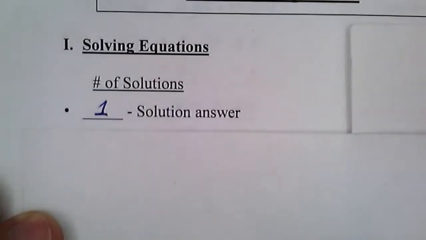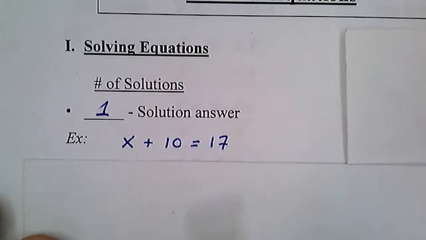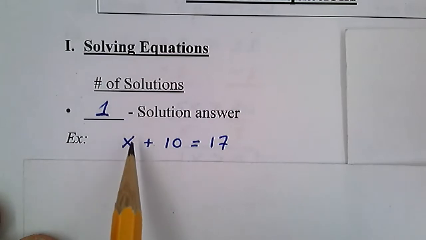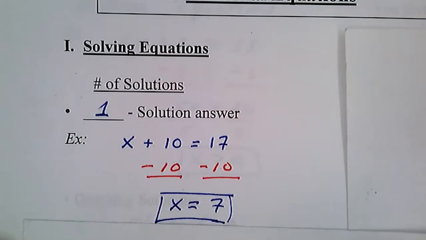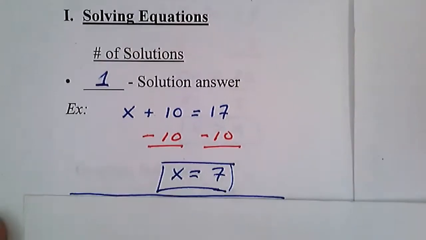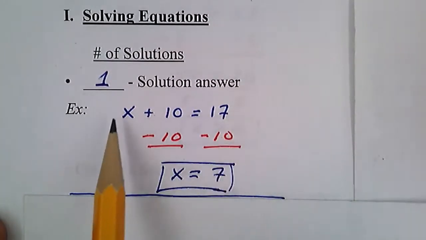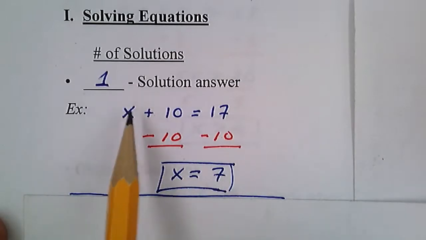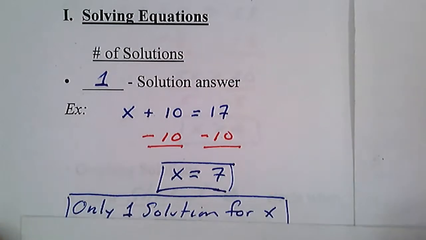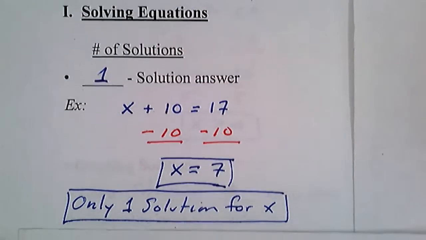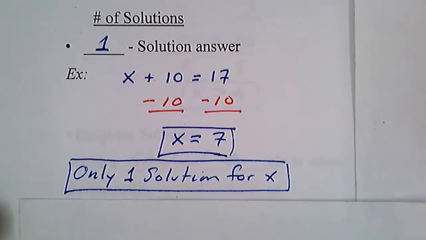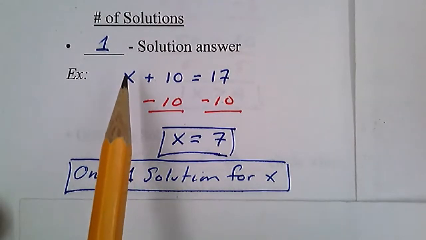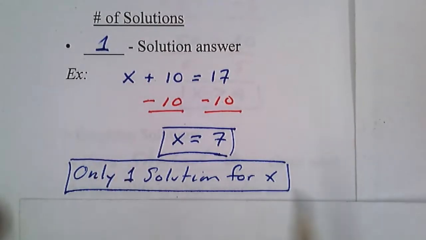So a one solution answer would be an example like this. This is a real simple problem. I'm going to solve for x, so I want to subtract 10 on both sides, and the answer is 7. So the only answer that could fit right there, the only value is positive 7. 7 plus 10 makes 17. Okay, so this is a one solution. This is a one-trick pony, one solution for that value right there, only one solution.